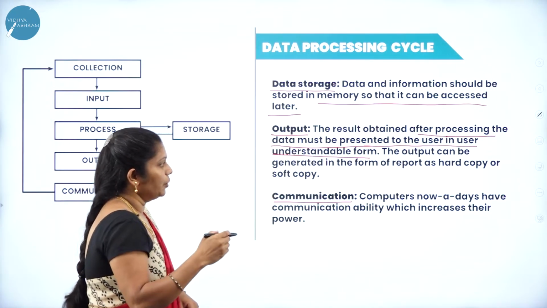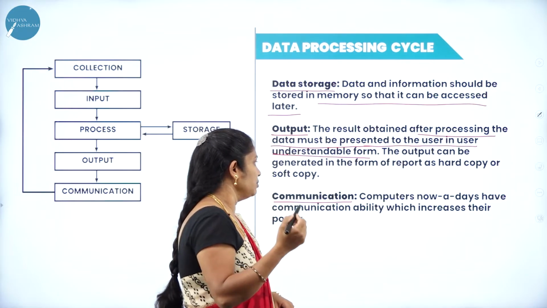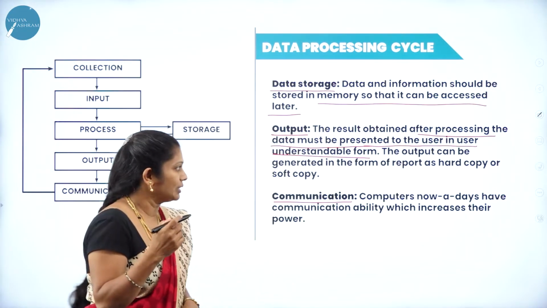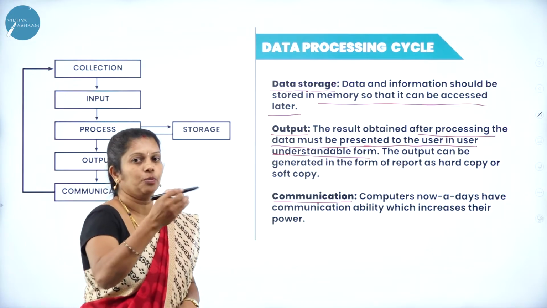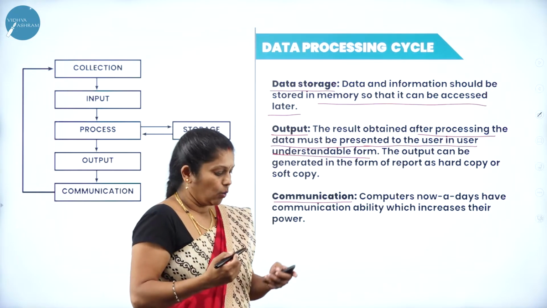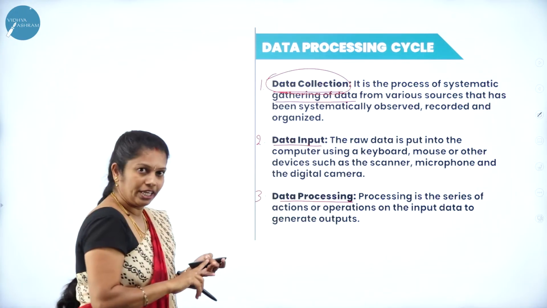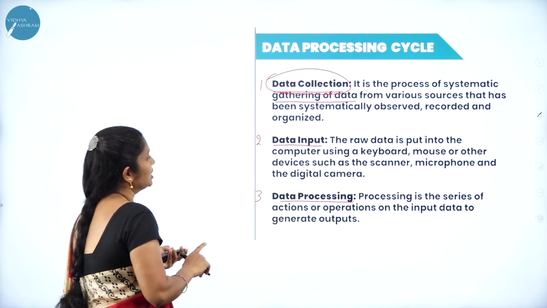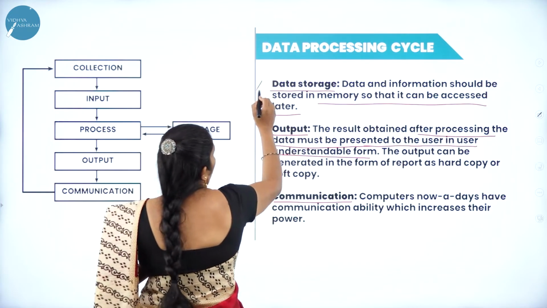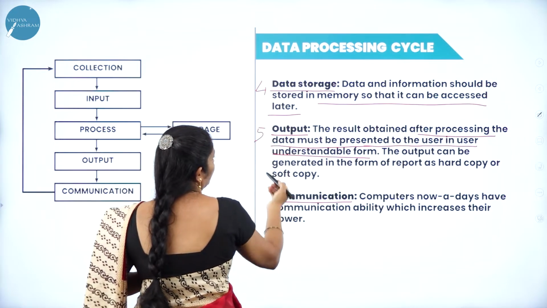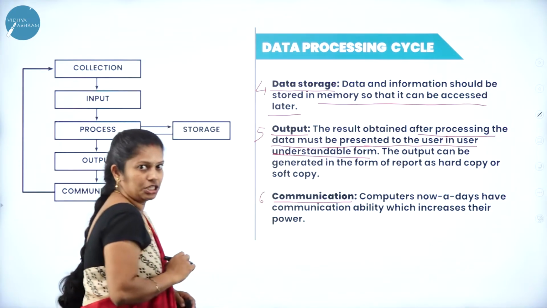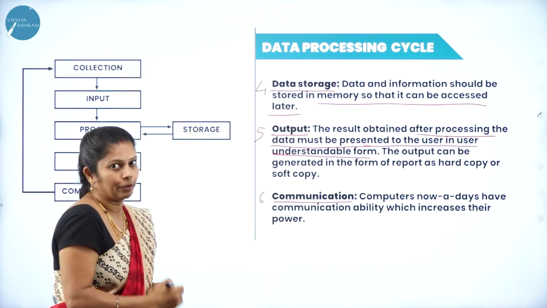In this stage, computers nowadays have communication ability, which increases their power. It has to be in a communication format. Whereas in the previous slides, you studied the first step, collection, then input, then afterwards process. In the next steps, data storage, then output, and finally communication. These are the stages of data processing.